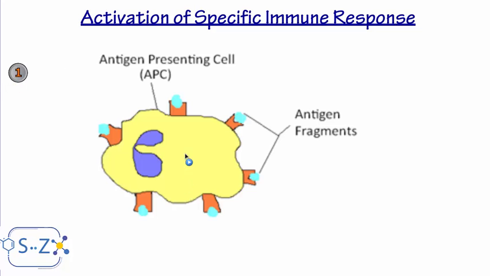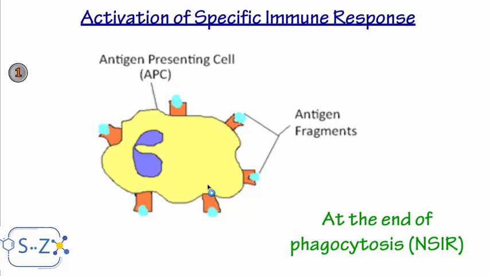First of all, this phagocyte presents the antigen of the pathogen on its surface, the antigen fragments, as if it is calling for the immune system and giving the information of the antigen that it just swallowed and digested. So the macrophage, after ending phagocytosis, presents the antigens of the pathogen on its surface, and now it is called an antigen presenting cell. So this macrophage now is called an antigen presenting cell.